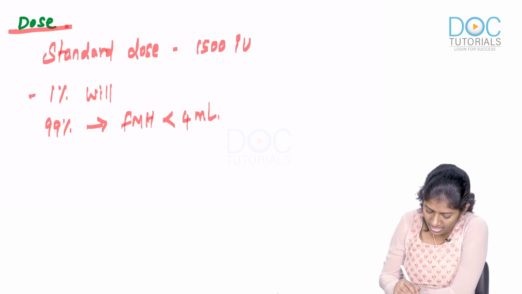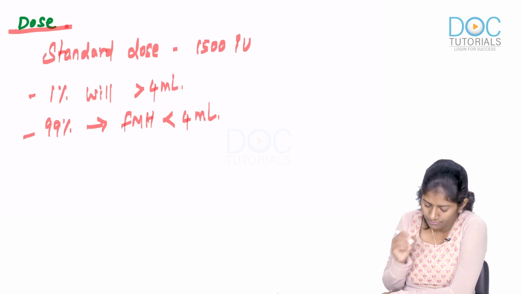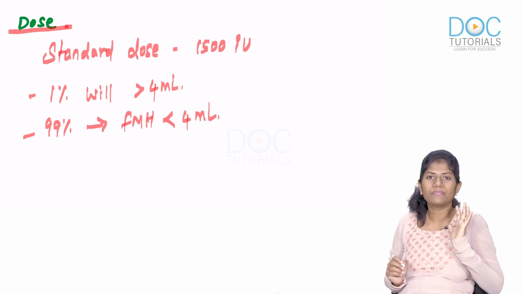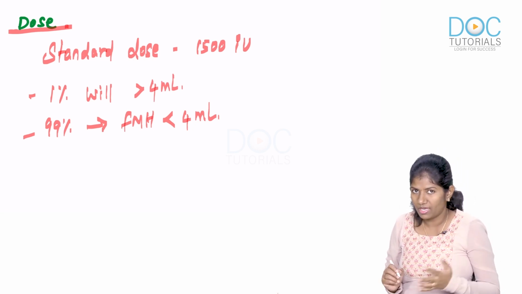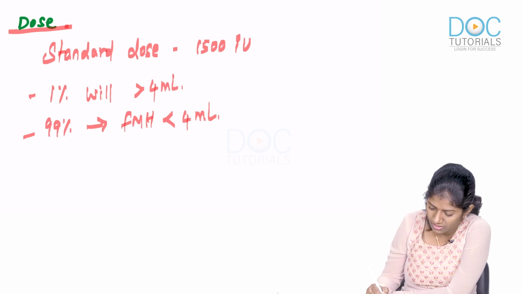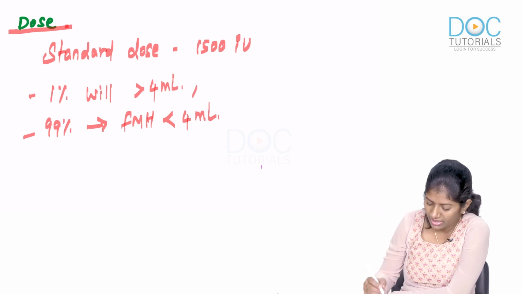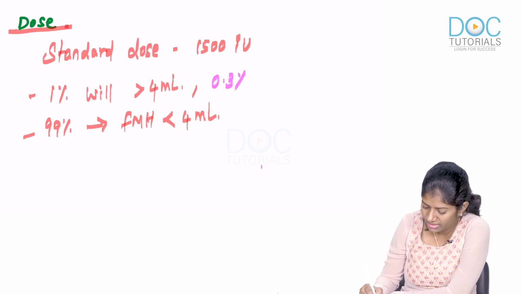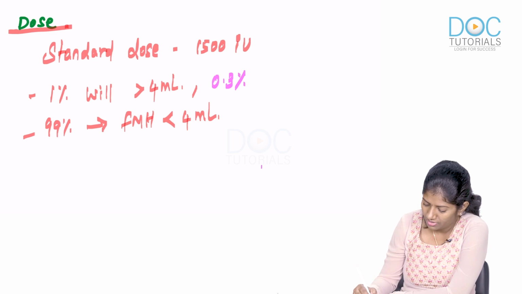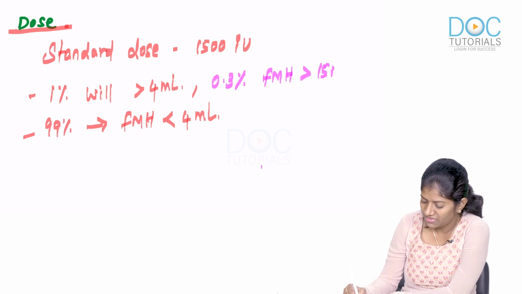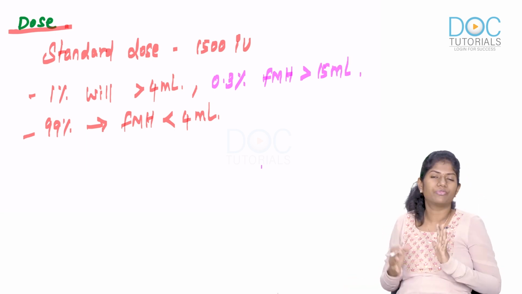1% of them will have a fetomaternal hemorrhage of more than 4 ml. Within this 1%, please remember, 0.3% will have a fetomaternal hemorrhage of more than 15 ml. So you understand the difference, no?